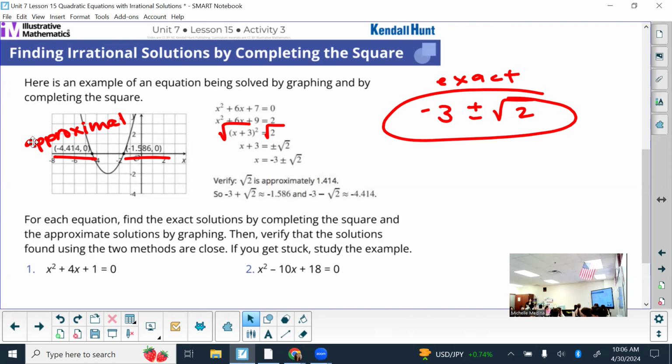Normally, I'd have you try the next 2 problems by completing the square with your irrational solution. But we're gonna end it there. You'll have time to practice that in future lessons. You do have a quiz. So any questions before you take your quiz?